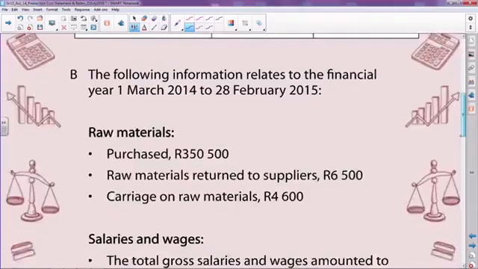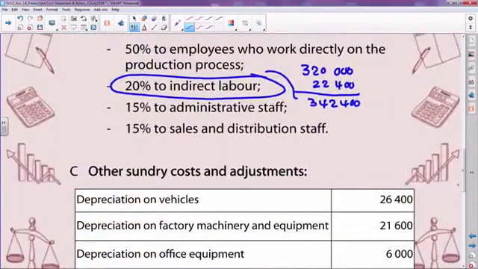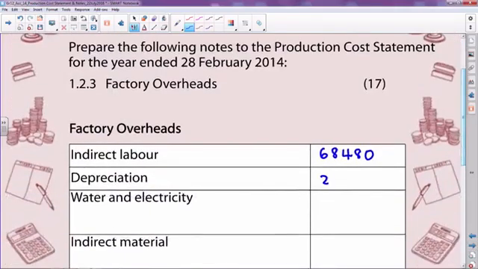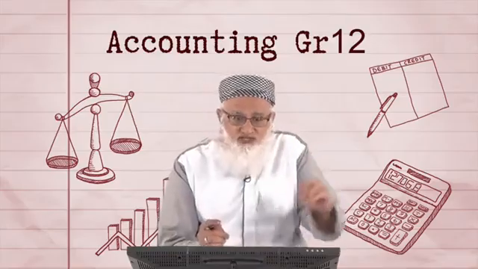Let's see, what do we have here? We are told depreciation on vehicles, not my concern, because there's nothing indicating that it's depreciation for the factory. So depreciation on factory machinery and equipment, definitely my concern. 21,600, therefore take the depreciation 21,600, and that's your depreciation for your factory. So the operative word, guys, was factory. Factory overheads. Look at factory expenses.